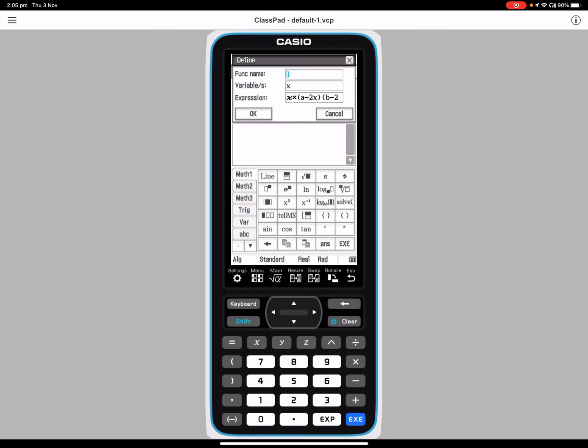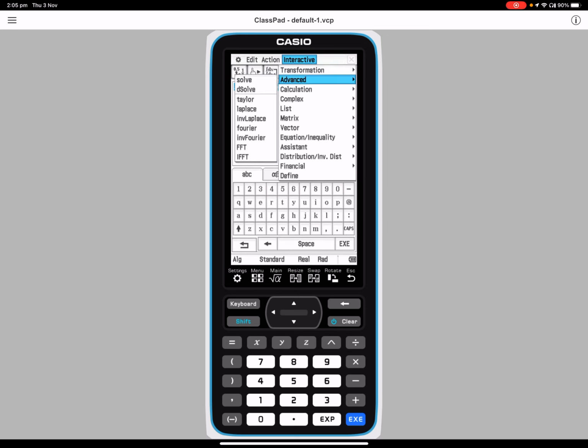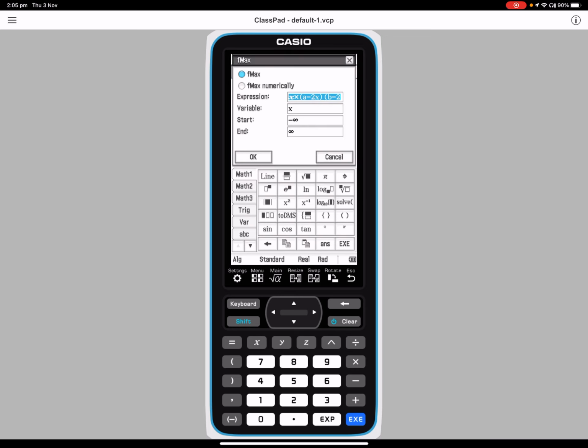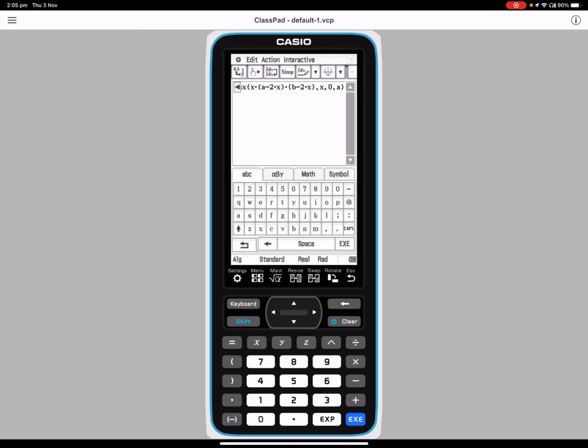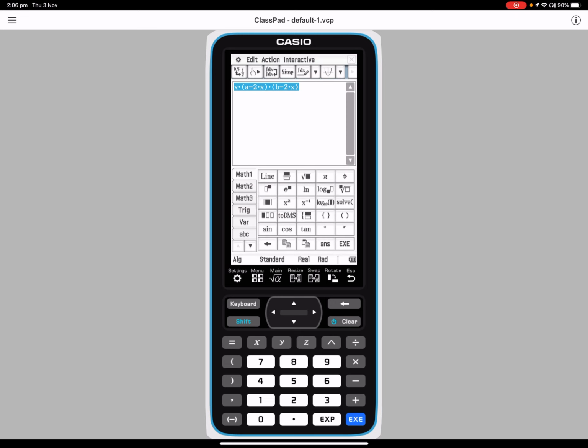So we could say, oops, we could go f max between 0 and a. Probably easiest to diff that, set it equal to 0, and solve.